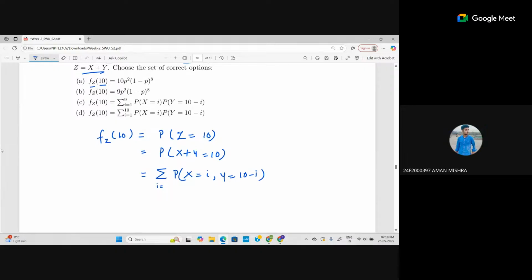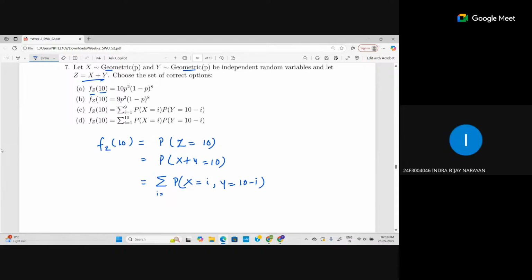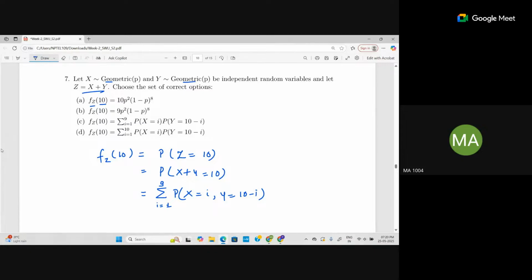1 to 9. So you should remember the range of x and y. x and y both are following geometric distribution, and I've already told you that if x is following geometric, it will be taking values 1, 2, 3, 4, and so on. 0 is not included. So 0 plus 10 equal to 10 is not possible in this case.